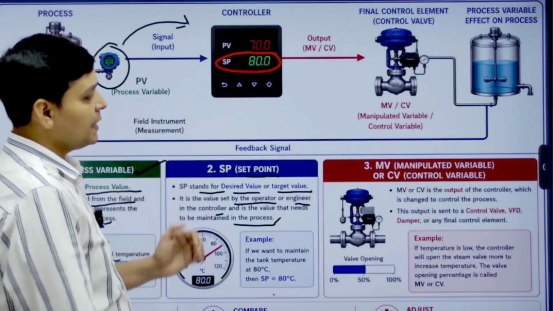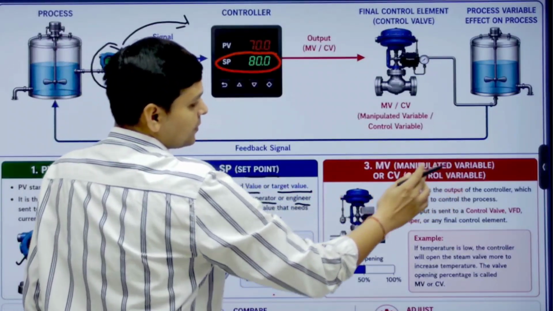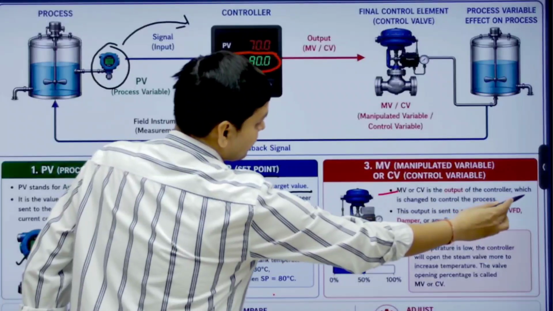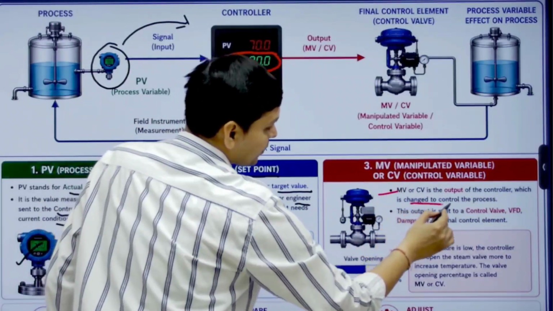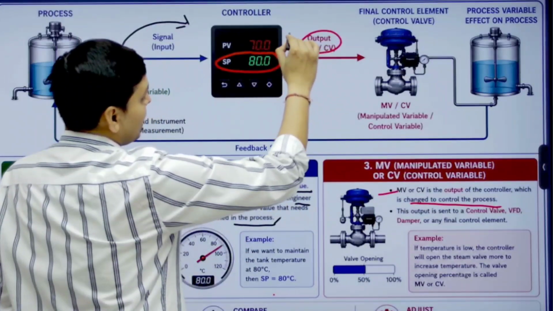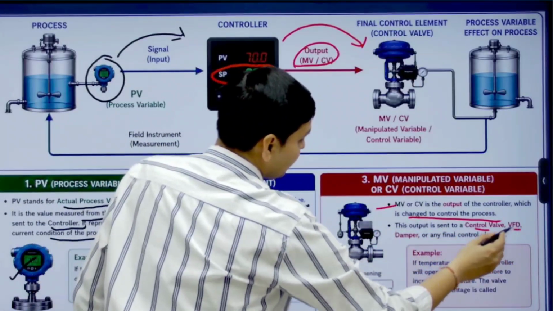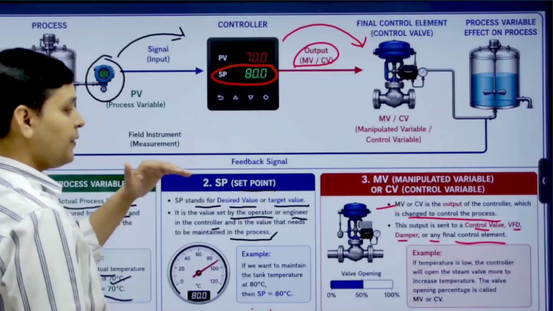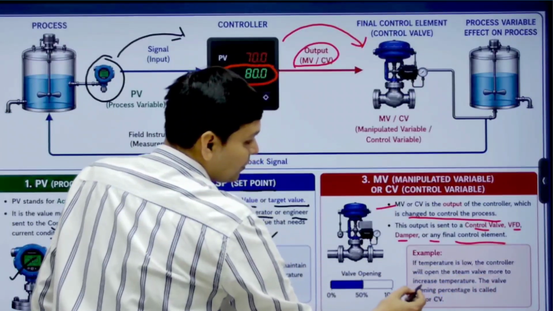And the third one is MV, manipulated variable, and it is also known as CV, that means control variable. MV or CV is the output of the controller which is changed to control the process. This output is sent to a control valve, VFD, damper or any other final control element. Suppose if temperature is low, the controller will open the steam valve more to increase the temperature.